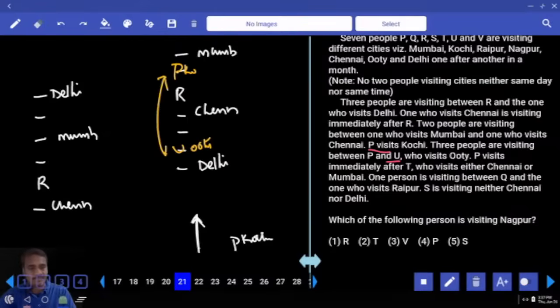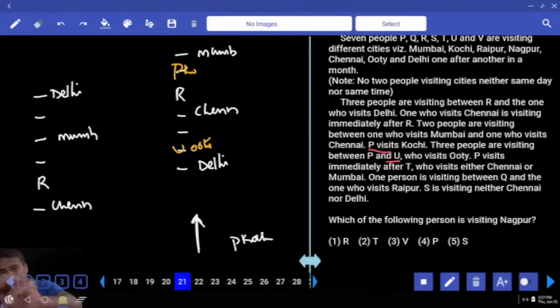And P visits immediately after T. Now where is this P? P is immediately after T. T visits either Chennai or Mumbai. Now P visits immediately after T. T either Chennai or Mumbai. Then if P is here, then T can be here, Chennai or Mumbai, not possible. Clear? Hence, we cannot have P at this place.